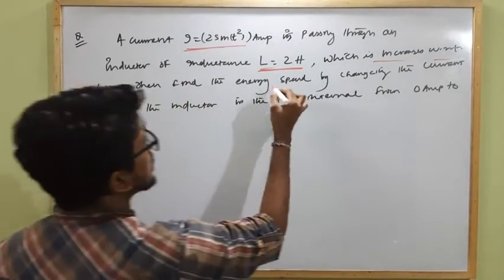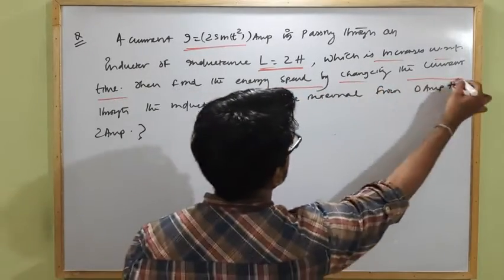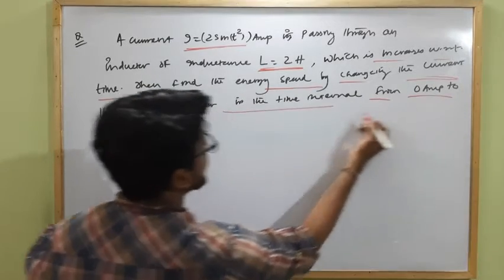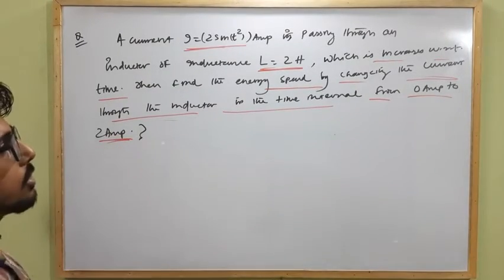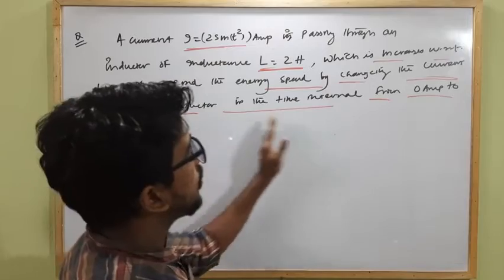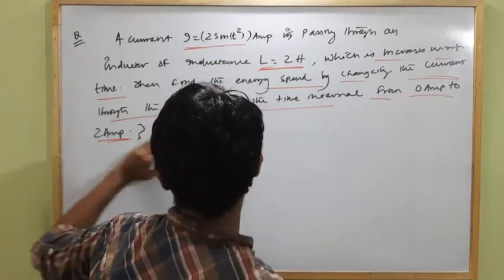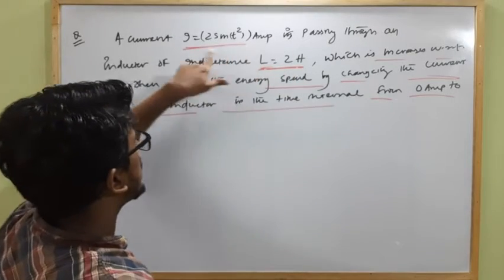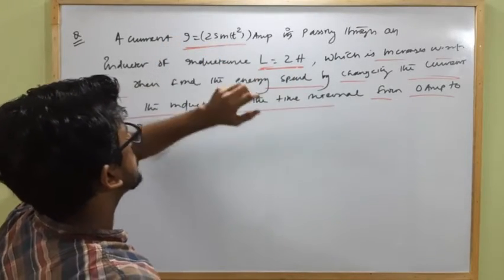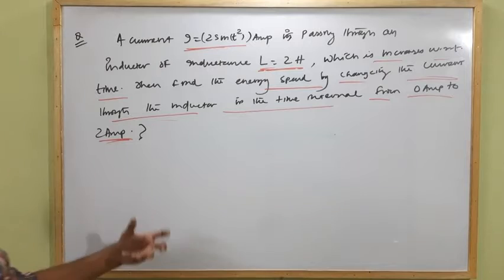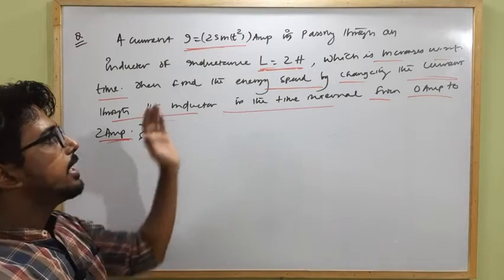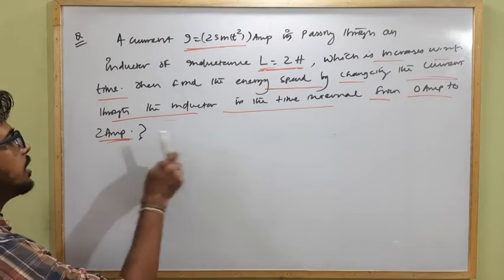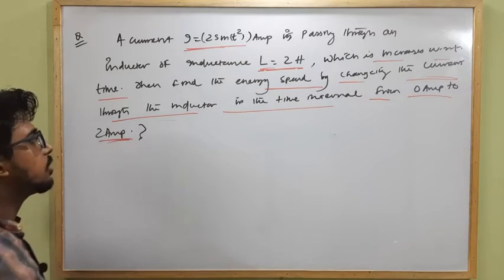Then find the energy spent by changing the current through the inductor in the time interval from 0 ampere to 2 ampere. So the current is changing from 0 ampere to 2 ampere within the inductor of inductance 2 Henry, and the current varies with respect to time as 2 sin t square. We have to calculate the energy spent by increasing the current from 0 to 2 ampere. So what will be the time spent when the current within the inductor will be 2 ampere?